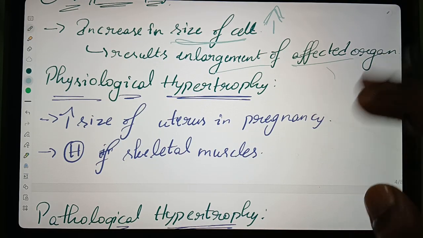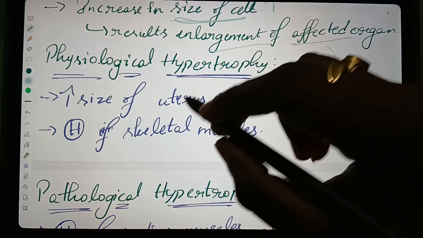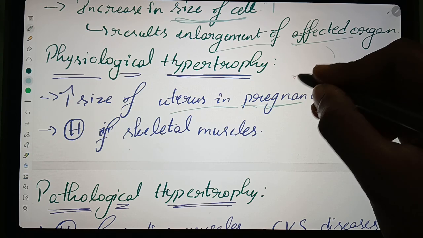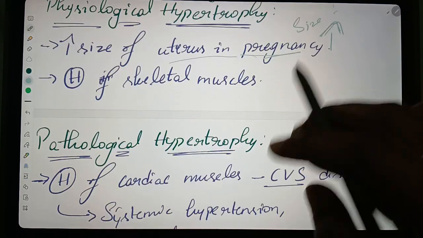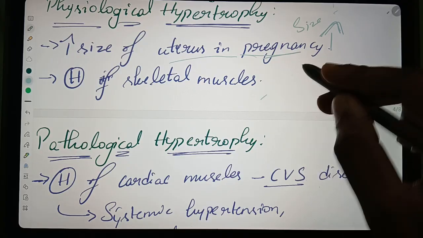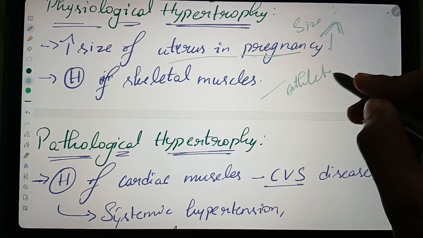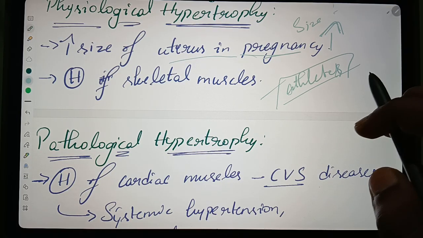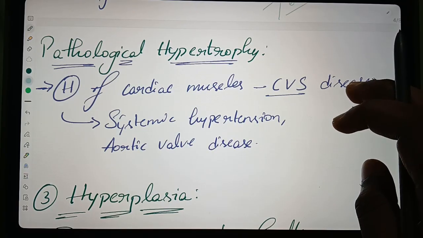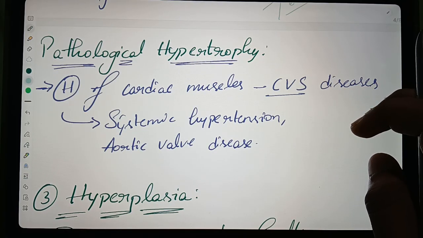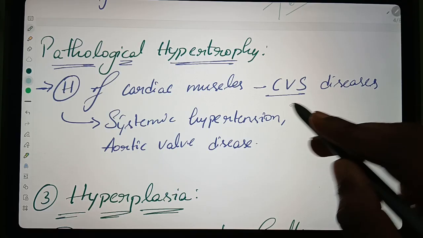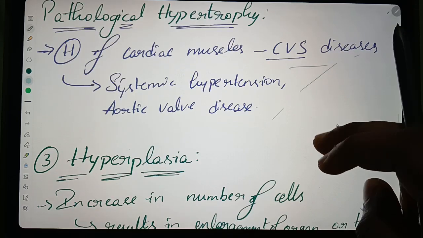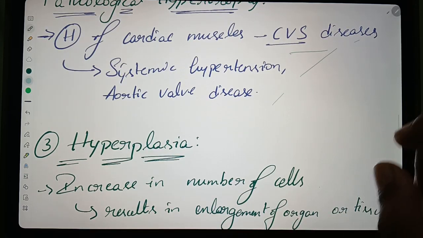In physiological hypertrophy, there is an increase in the size of the uterus in pregnancy. Then there is hypertrophy of skeletal muscles in athletes, who take protein and exercise a lot, so there will be hypertrophy of skeletal muscles. Coming to pathological hypertrophy, there is hypertrophy of cardiac muscles related to cardiovascular diseases like systemic hypertension and aortic valve diseases. Later the wall will become thin.